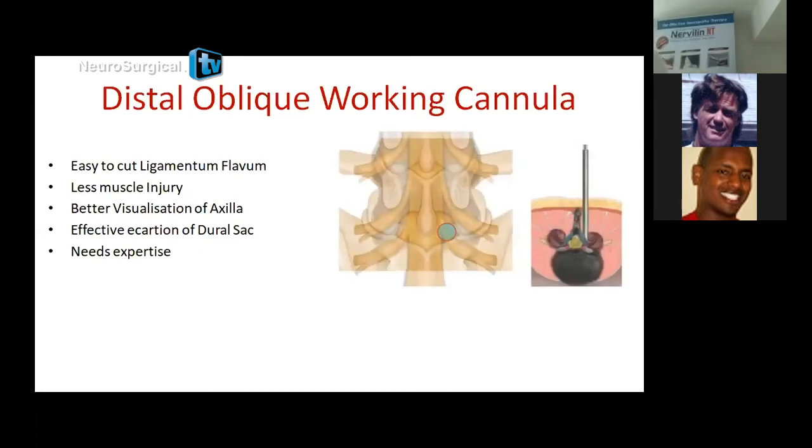Distal oblique is really good actually, because when you push the ligamentum flavum, it makes it tighter and you can cut it easier. And also you cause less muscle injury. You can see the axilla with a straight one, but it's very hard. And you can retract the dural sac with the working canoe, but it needs a little expertise.